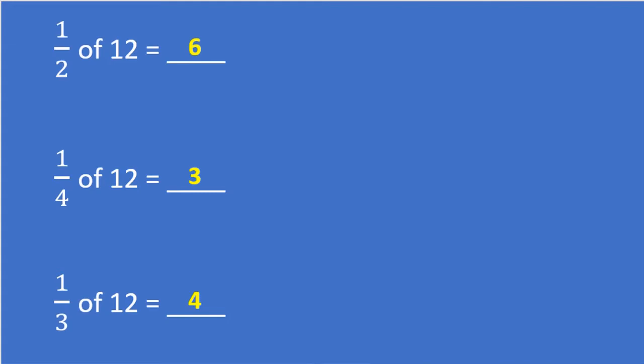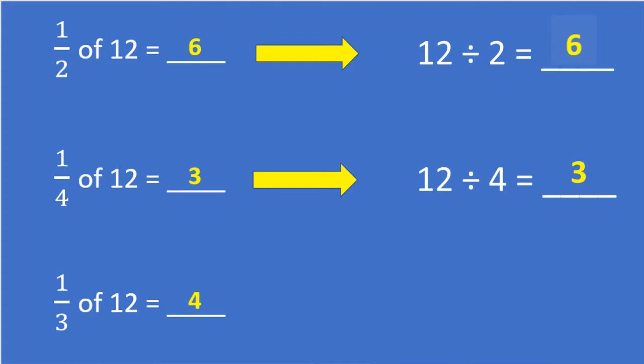Now let's take a look at the first number sentence. It is half of 12 is equal to 6. Alright, if we rewrite the sentence as 12 divided by 2 is equal to dash. So we get the answer as 6. Now let's take a look at the second number sentence which we had. Quarter of 12 is equal to 3. So let's rewrite this. 12 divided by 4 is equal to 3.